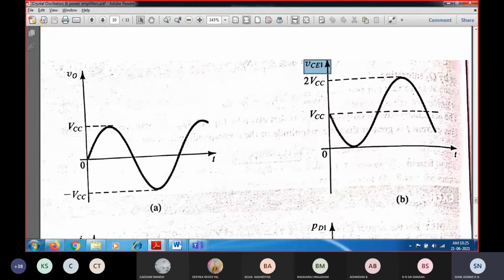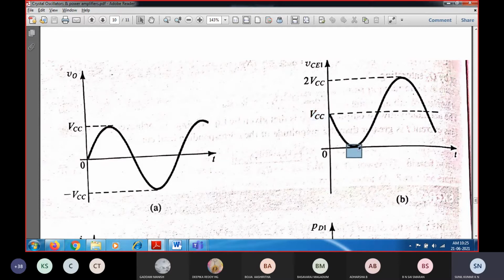So the collector to emitter voltage 1 of transistor Q1 is going to reduce from VCC, because it is VCC minus V out. Whenever the output voltage is equal to VCC, then VCC minus VCC gives 0. During the negative cycle it is going to add up with the plus VCC and you will get the maximum voltage. The maximum output voltage during the positive swing is plus VCC. So VCE1 will be equal to VCC minus the maximum output voltage, that is VCC minus VCC, so we get 0 as the collector to emitter voltage, right?